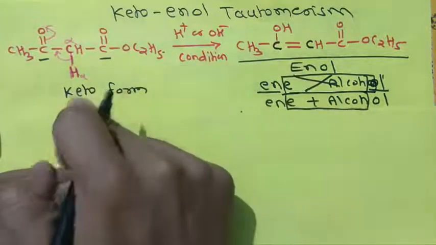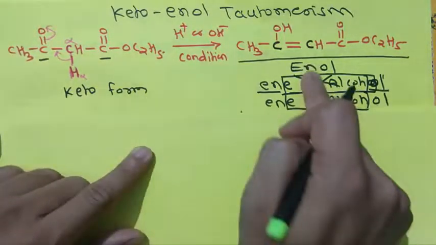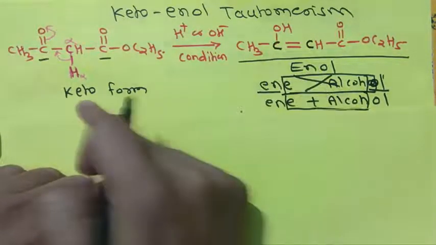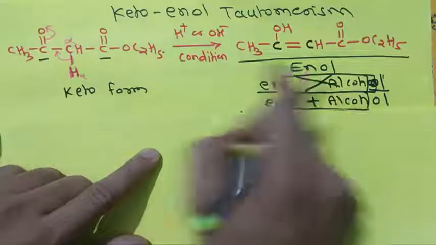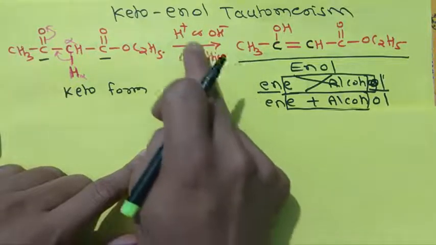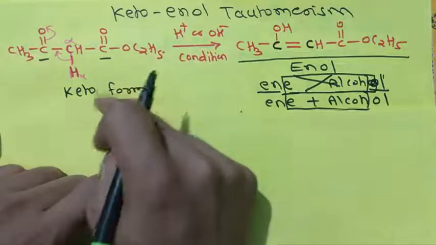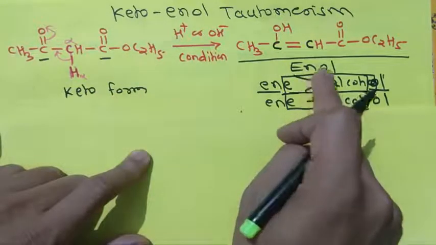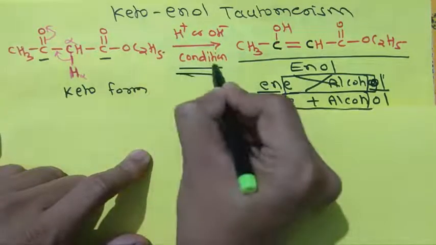Here it is the keto form, and here it is the enol form. The keto form is converted to the enol form by using acidic conditions or basic conditions. Depending upon the condition, the keto form is converted to the enol form, and the enol form is again converted into the keto form. Means these two reactions are in equilibrium.